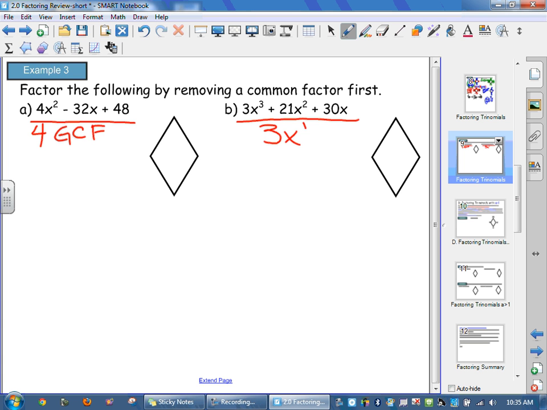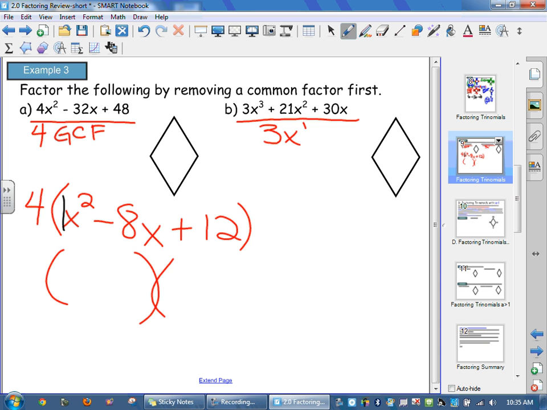So the first one's going to look like this. 4 x squared minus, what's 32 divided by 4? 8 x, what's 48 divided by 4? Good, 12. So now I've got my new trinomial. My new trinomial, again, will have an A value of 1. Now I'm able to open my two brackets. Only the GCF must come down and sit in front of both those brackets. Since the brackets are attached, the 4 only times to the outside bracket on the left.